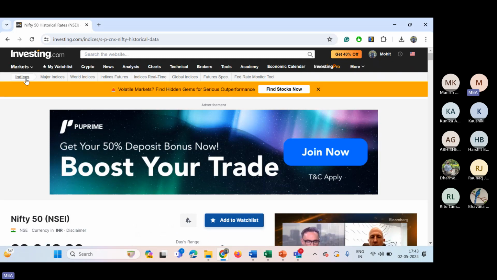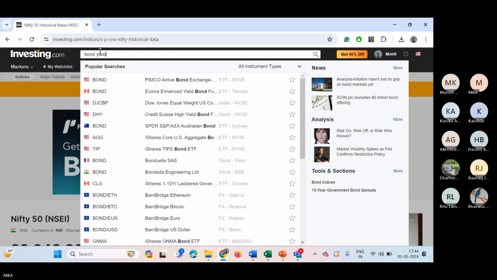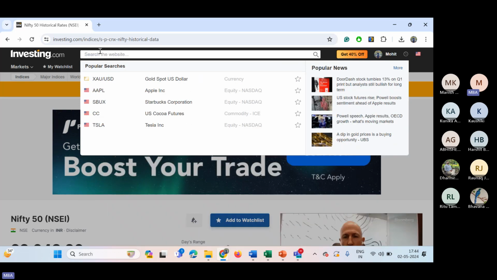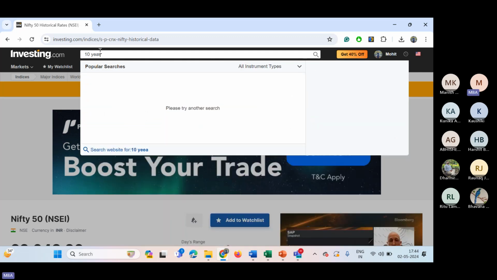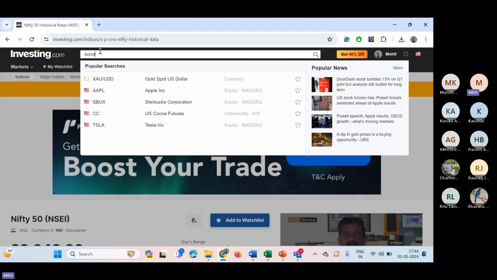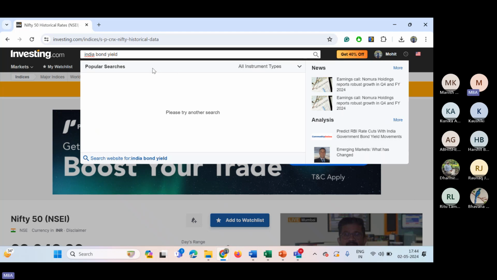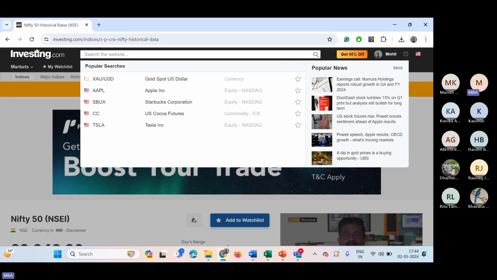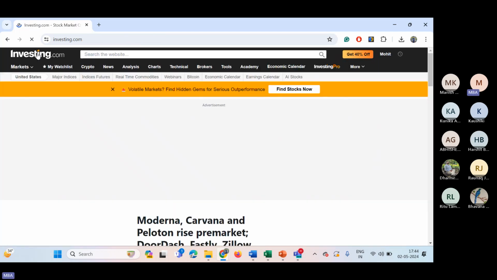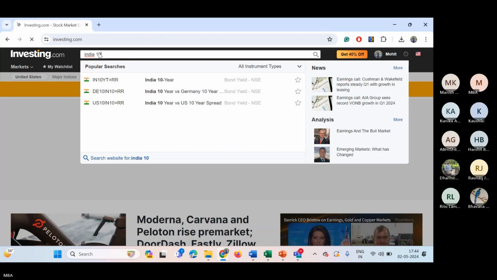I'll tell you how to download this data also. You might find it boring, but if you are into data, it is sometimes fun. I'm not able to find where I should go, so I can just type bond yield. If you want Indian bond yield, then you can say India 10 years bond. They don't have it? I myself downloaded it so many times. India 10 year bond.